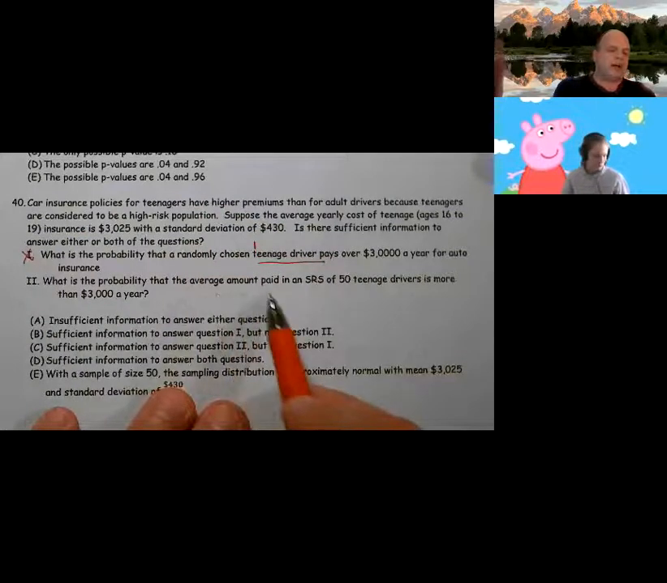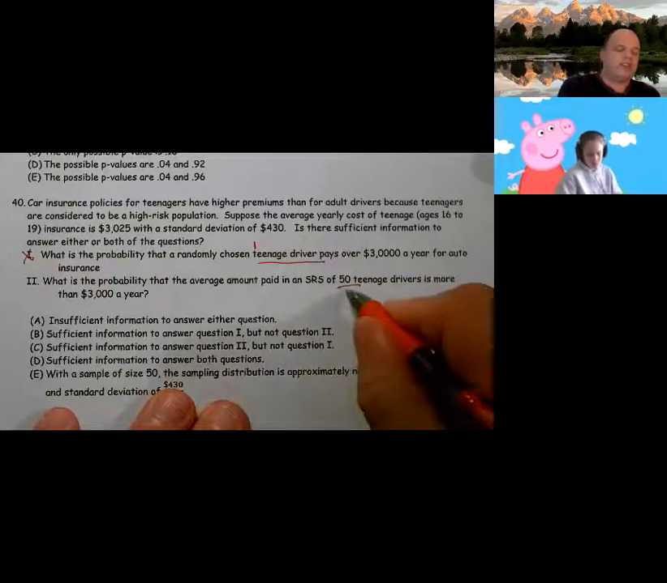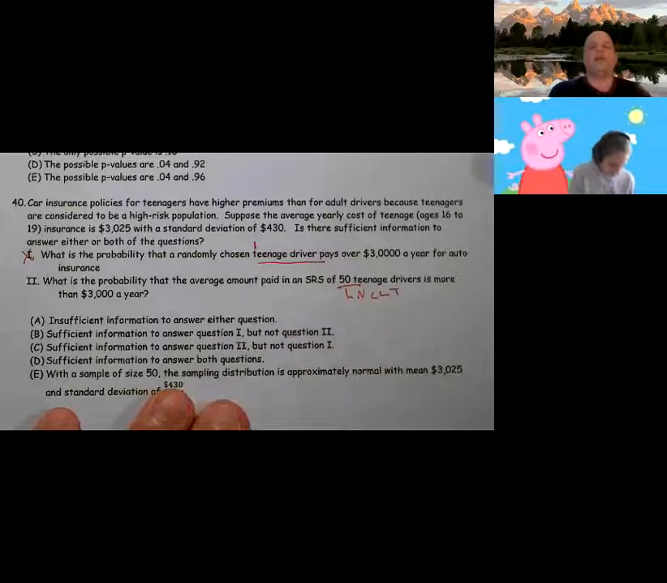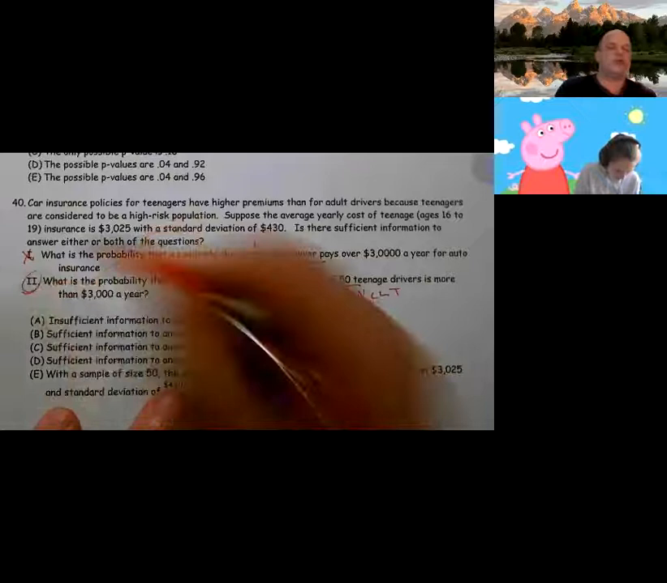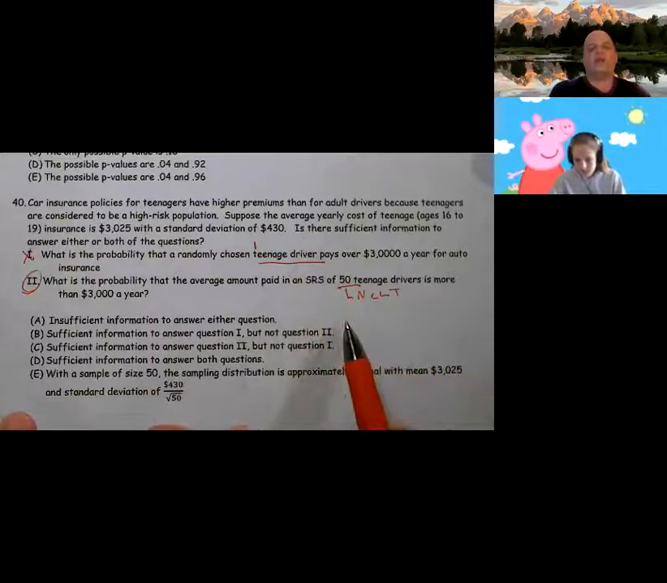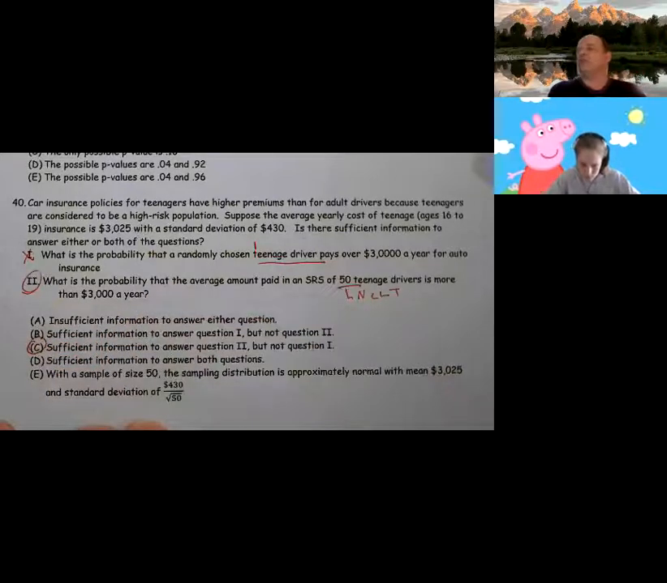What is the probability that the average amount paid in a simple random sample of 50 is over $3,000? Well, this is going to be normal by the central limit theorem. So I can do number two. For number one, I would have to know that the distribution was normal. I don't, so I can't do it. For this one, because the sample size is 50 or larger, I can do it. So I have sufficient information to answer question 2, but not sufficient information to answer question 1. All right?